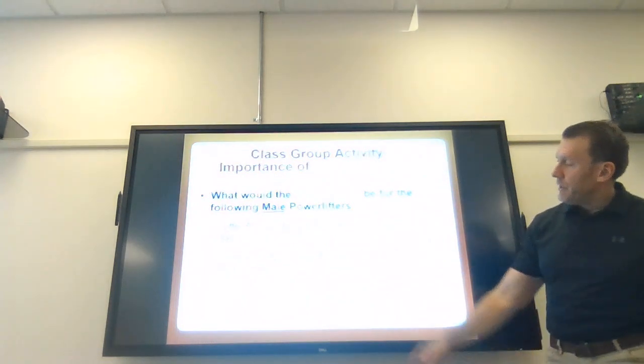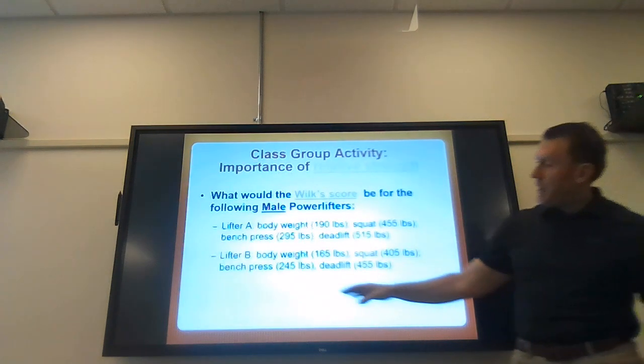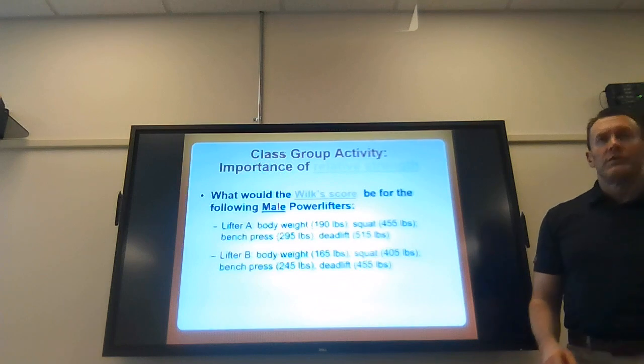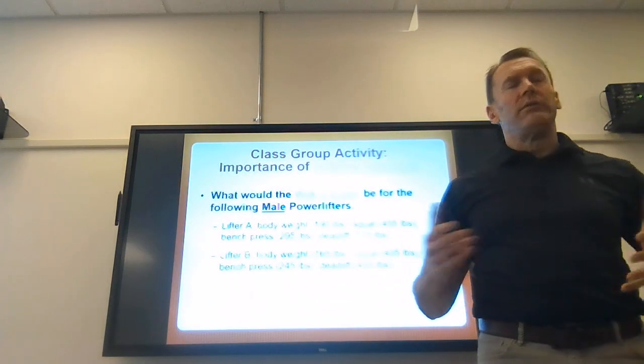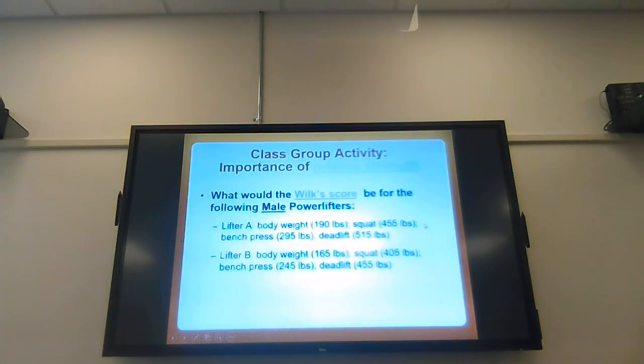Same thing for lifter B, 165 pounds is their body weight. Squat 405, bench press 245, deadlift 455. So let's take about maybe like 10 minutes, work on that together, and so you'll turn that in for your participation points for today.